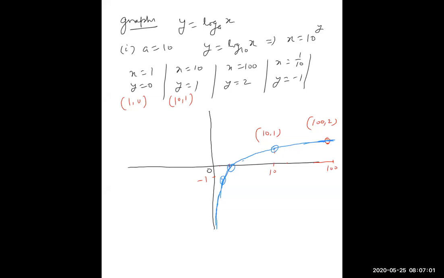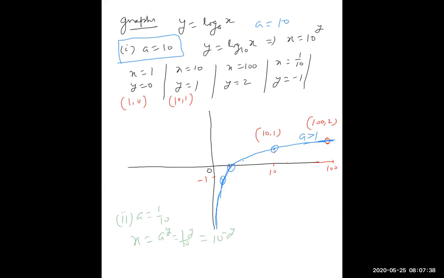And if you take other values for base, this was when base is more than 1. Base was 10 here, A is equal to 10. Case 1 I have taken A is equal to 10. Similarly, you can take the second case when base A is equal to 1 upon 10. Then x is equal to A raised to power y. 1 upon 10 raised to power y is equal to 10 raised to power minus y. So x is equal to 10 raised to power minus y.